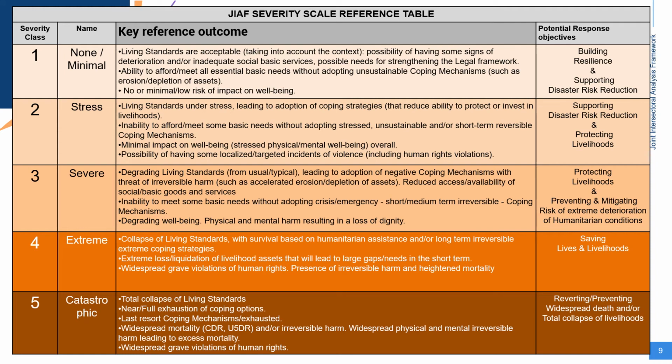Now, modules 2 and 3 of this induction package will unpack the conceptual framework and the severity model in more detail. So to learn more about how this works, please do listen into modules 2 and 3.